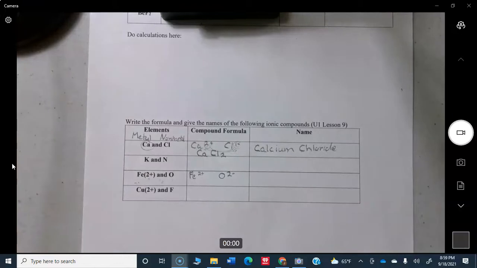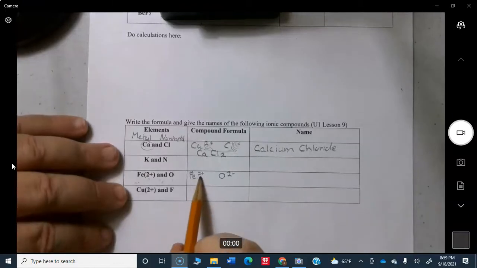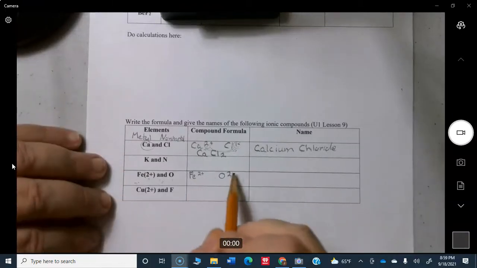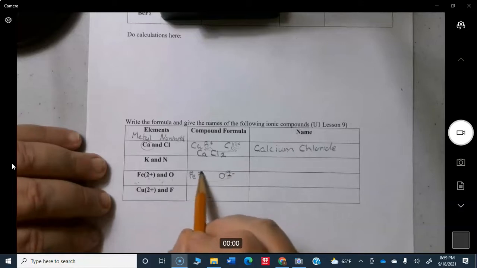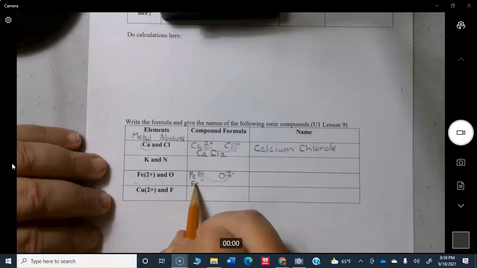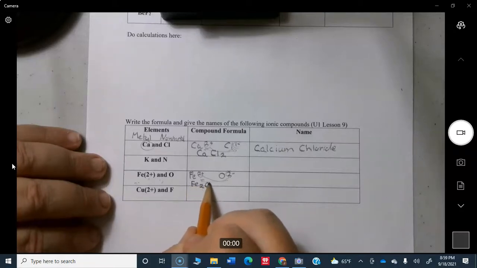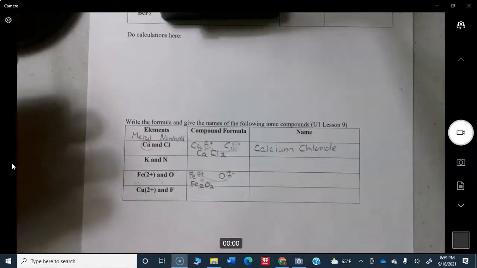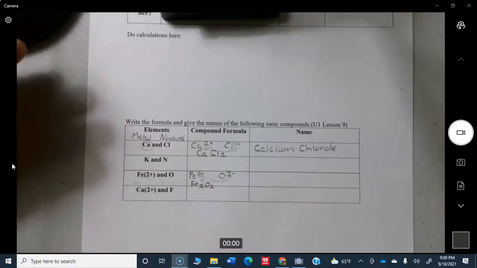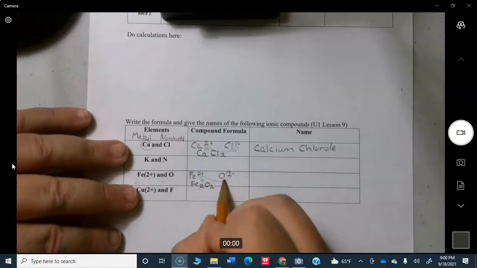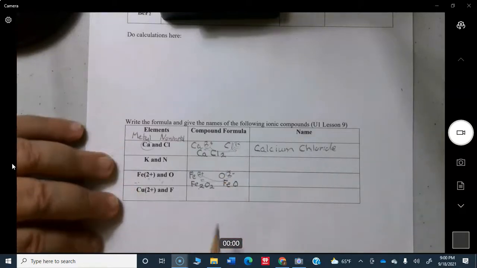Okay, so this one is easy because you have a 2 plus matched up with a 2 minus. So this 2 comes over here. This 2 comes over here. So you have Fe2O2. You have 2 Fe's for every 2 O's. But you can reduce that just like you reduce a fraction. So it's just simply going to be FeO. Okay, there's 1 oxygen for every 1 iron.